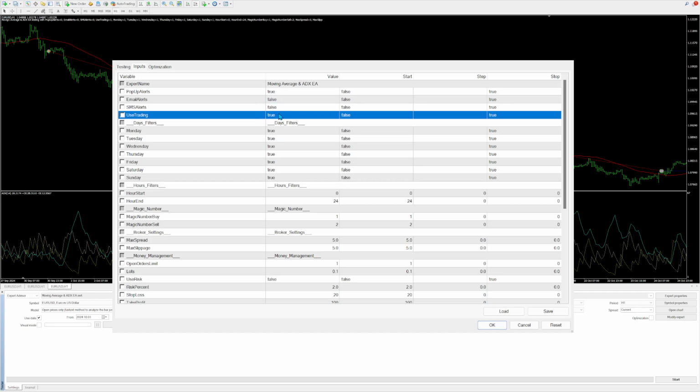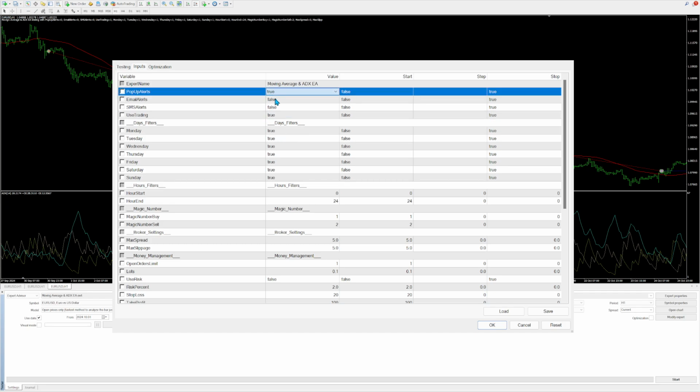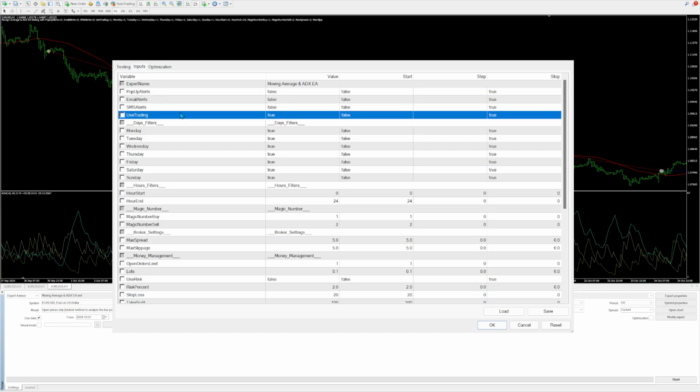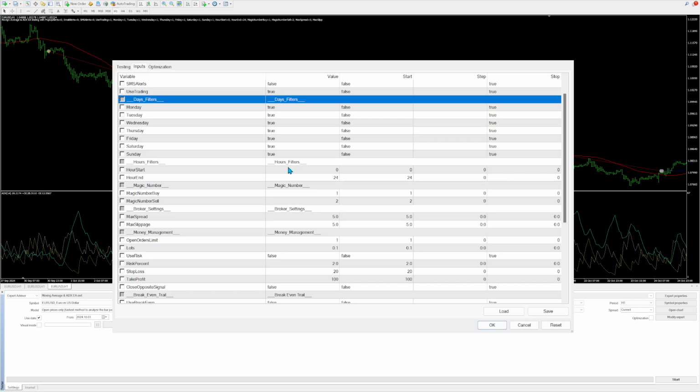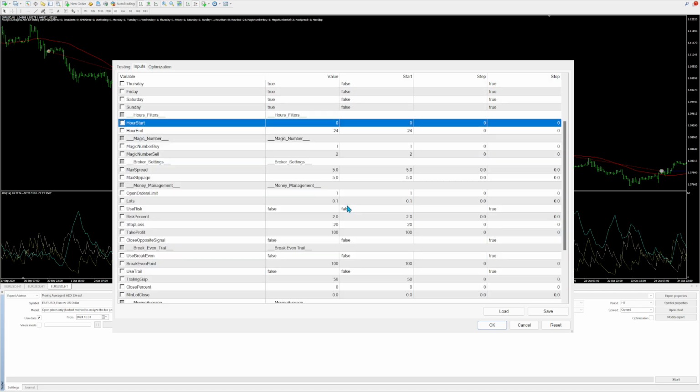You can also combine use trading with any of the alerts as well, just in case you wanted the EA to take the position, but also be sent an email alert to tell you that it's time to manage the position yourself. Okay, days filter is self-explanatory. That's basically the days of week the EA is able to trade and send signals. Same with the hours filter.